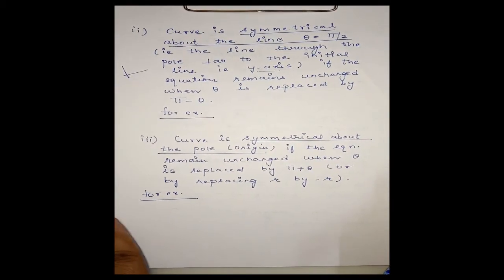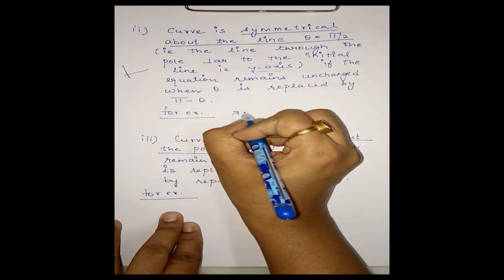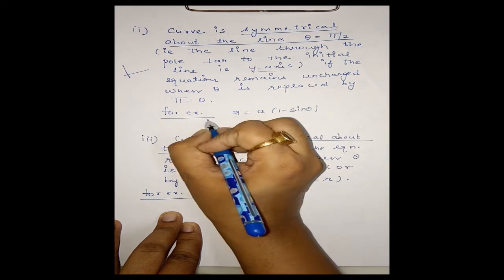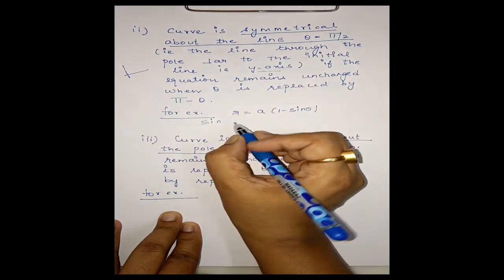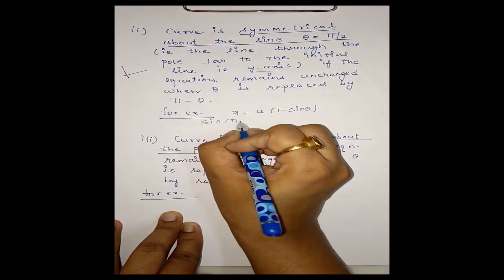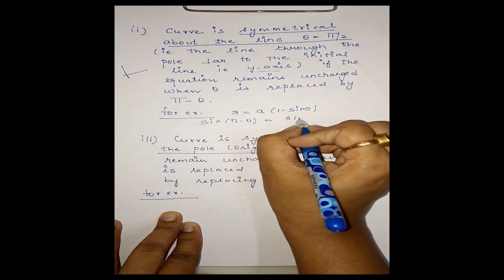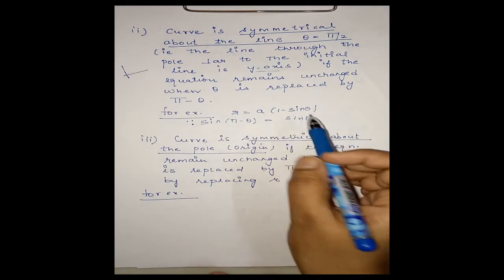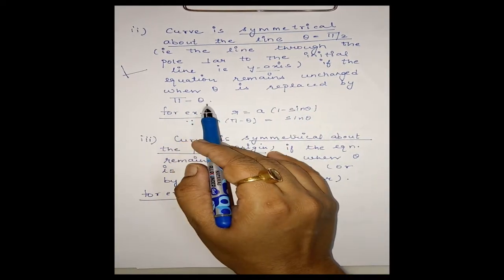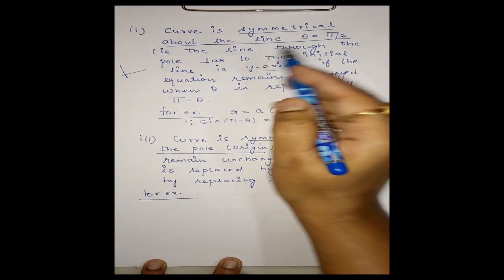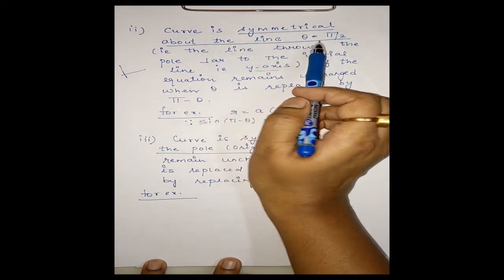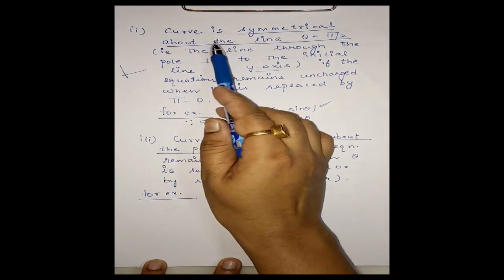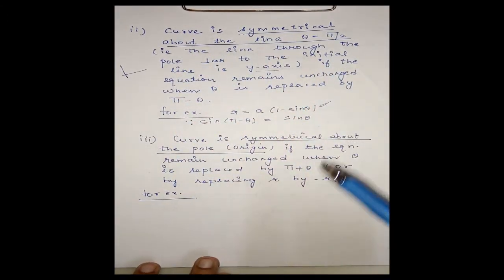For example, if I consider the curve r is equal to a into 1 minus sine theta. Then we know sine of pi minus theta is sine theta. Therefore, equation remains unchanged when theta is replaced by pi minus theta. That means this particular curve is symmetrical about the line through the pole perpendicular to the initial line. This is symmetrical about the line theta is equal to pi by 2.